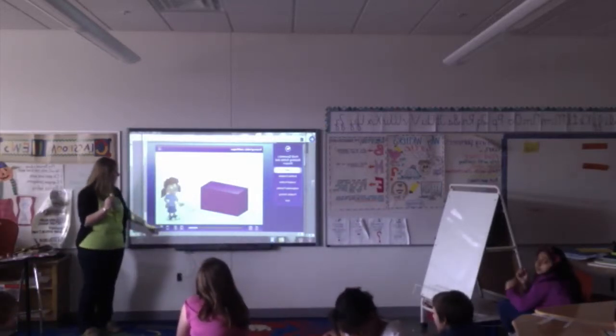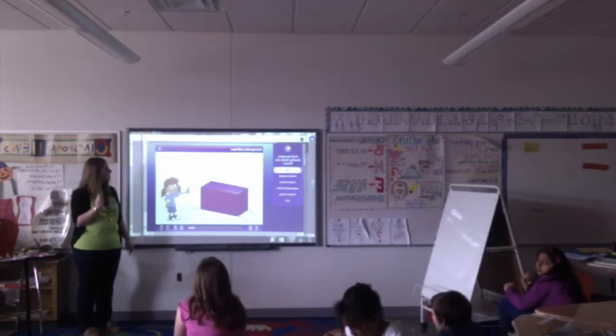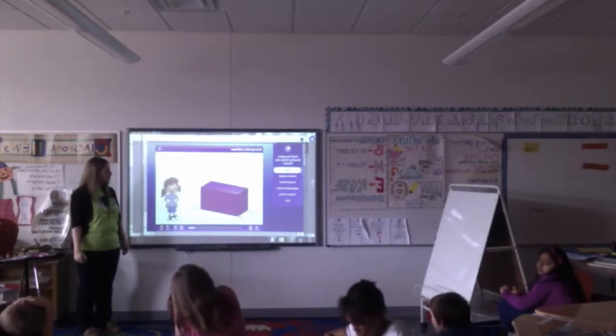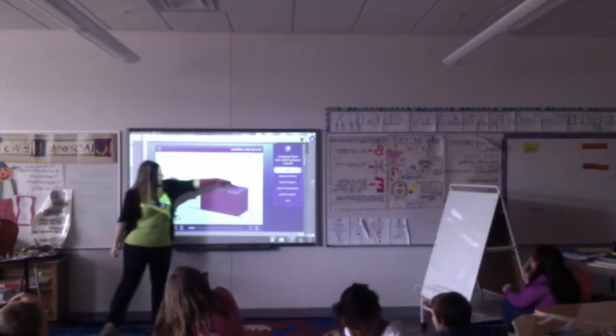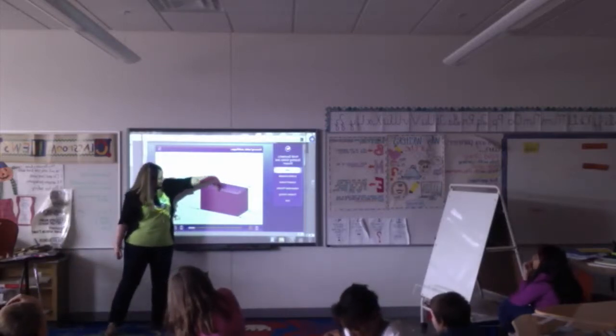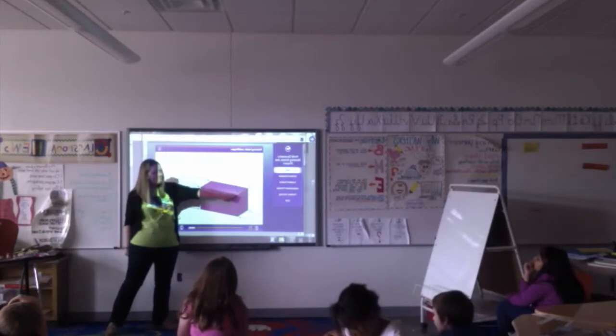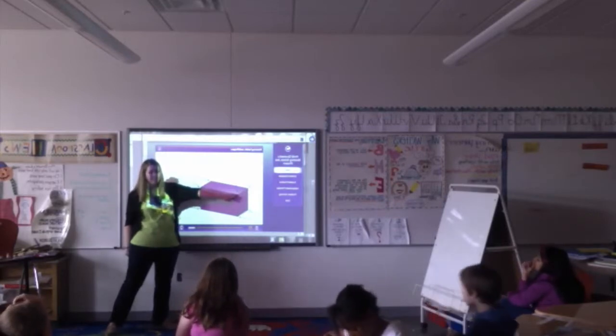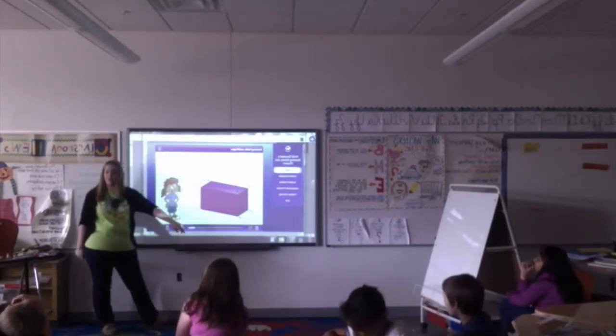A corner or vertex of a solid figure is where 3 or more edges meet. So let's look. Here is an edge, here's an edge, and here's an edge. What does that create? What's the vertex again? Vertex. We just talked about it, William.